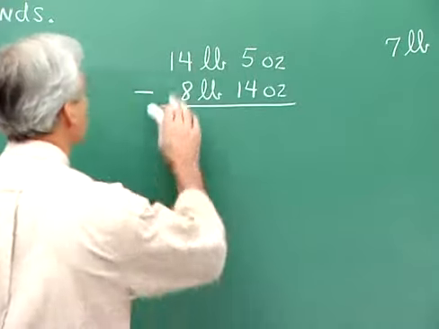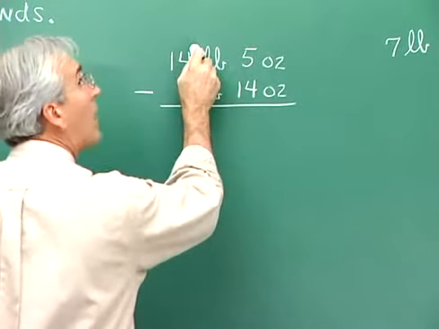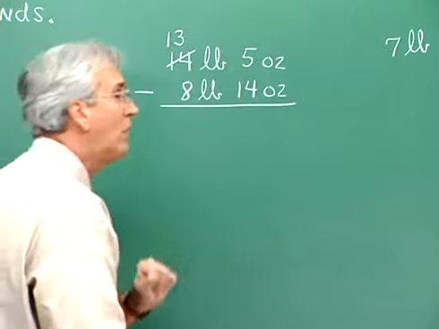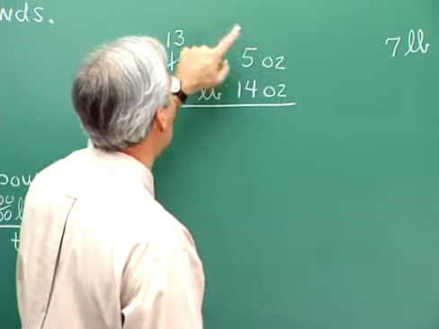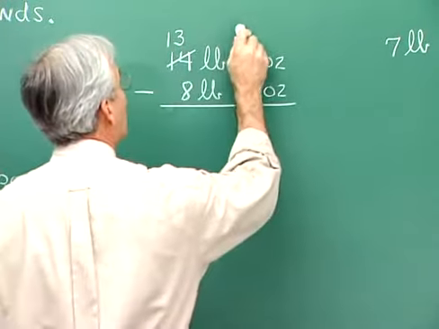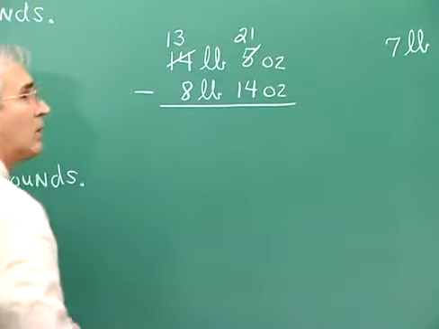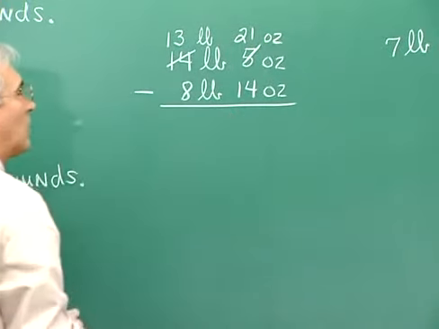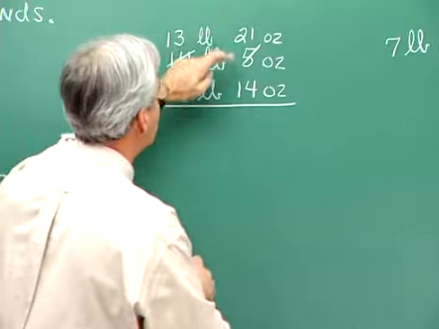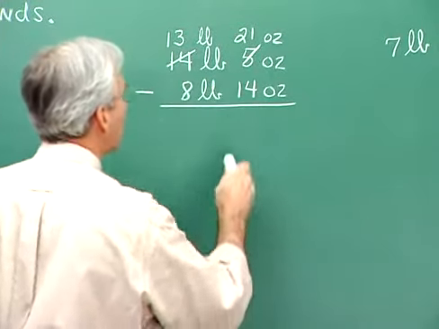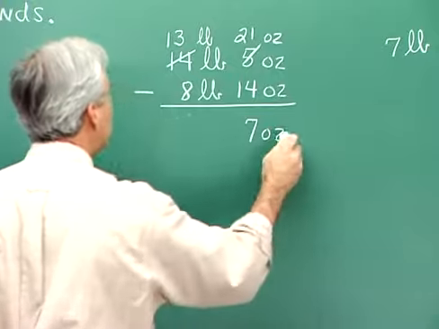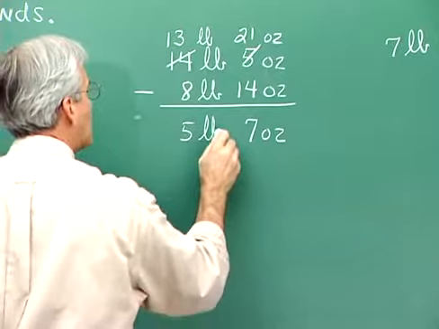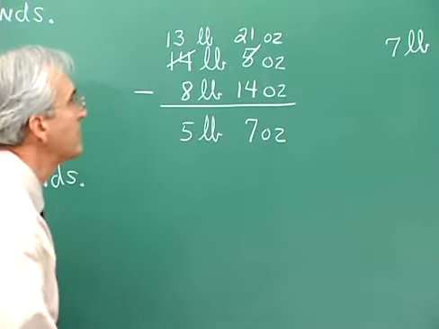We slide over here to the 14 pounds and we borrow a pound. And after we borrow a pound, we're left with 13 pounds. The 1 pound that we borrowed is really 16 ounces. We add the 16 to 5 to get a total of 21 ounces. So that's the way we're looking at it. And we can also add the units here if we want to, for completeness, I suppose. But at any rate, it's 21 minus 14. We get 7 ounces. And sliding over, 13 minus 8, 5 pounds. So 5 pounds, 7 ounces for this difference.